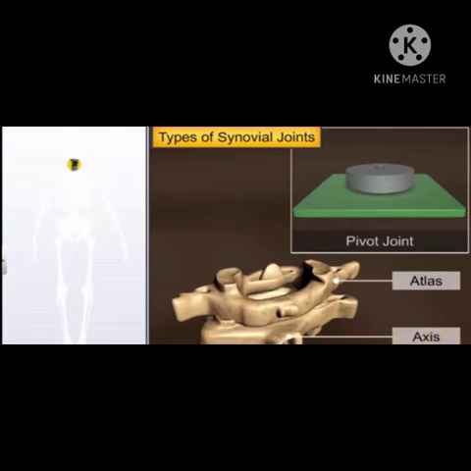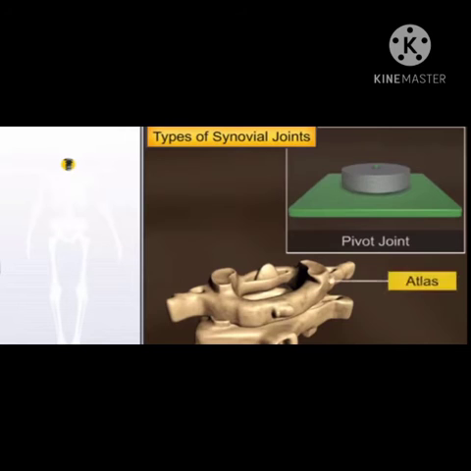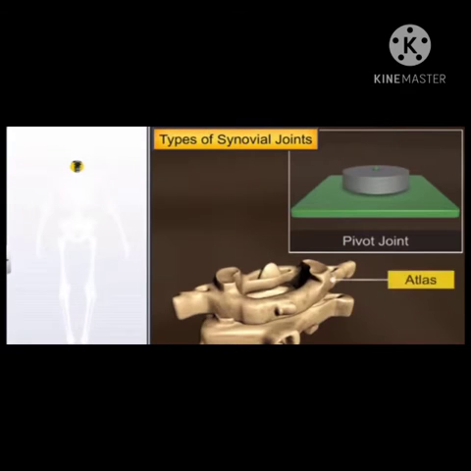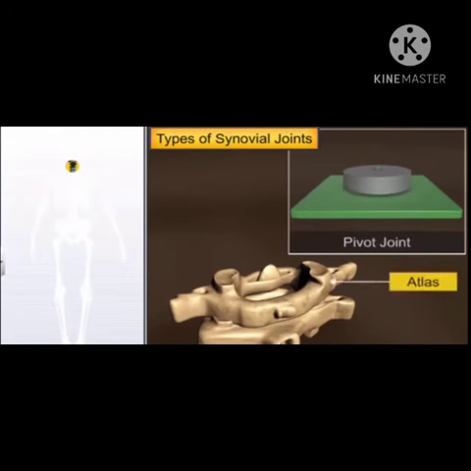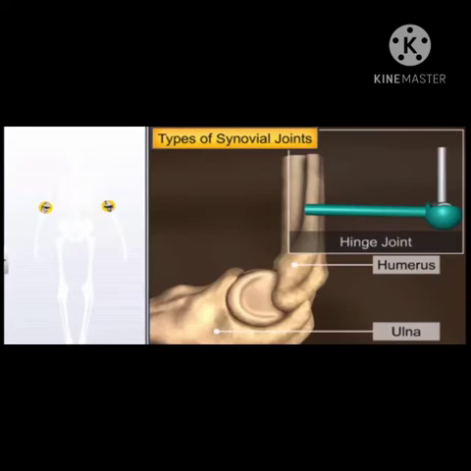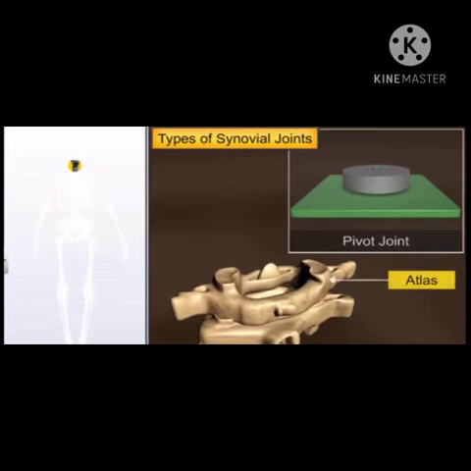Next is your pivot joint. In this type of synovial joint, a bone rotates on a small projection of another bone that acts as an axis or pivot, right? An example of this joint is between the atlas, your first vertebra, and the axis vertebra. Actually, the joint between atlas and axis, which joint is present? Pivot joint. And that is why you are able to turn your head from side to side.